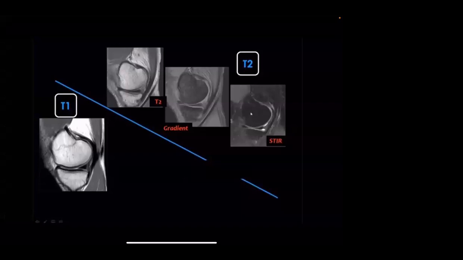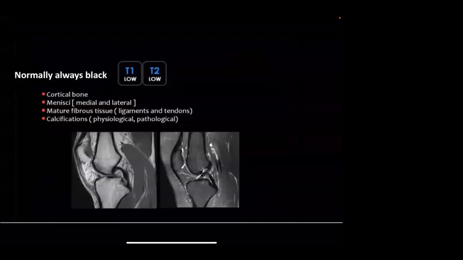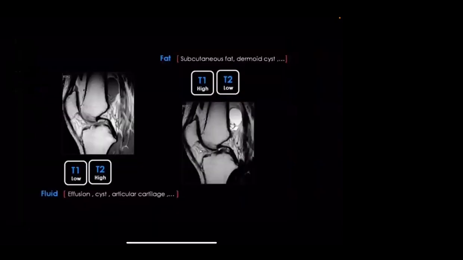In T1 weighted image, the image will be bright due to the fat in the marrow of the bone. And in T2, it appears low signal intensity. The cortical bone, menisci, mature fibrous tissue, including ligaments and tendons, and calcifications, physiological and pathological, all normally appear black in both T1 and T2 weighted images. While the fluid appears low signal intensity in T1 and high signal intensity in T2 weighted images, and the fat is high in T1 and low in T2 weighted images.